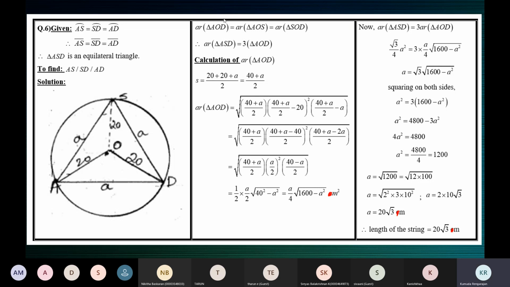Here I said area of triangle 1 plus 2 plus 3. But see, here the 3 triangles have the same area. So the area of the whole triangle is thrice the area of one of the small triangles. You understand that. The area of the whole triangle is 3 times the area of the small triangle.